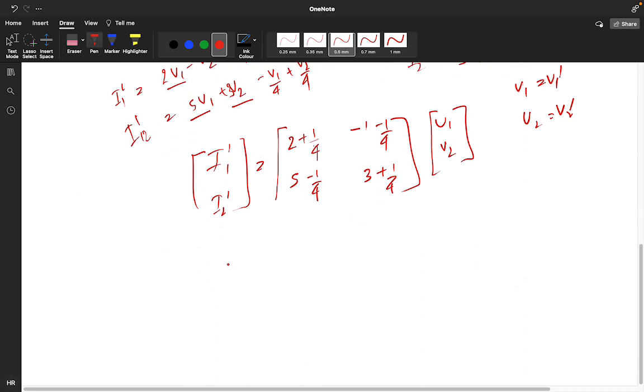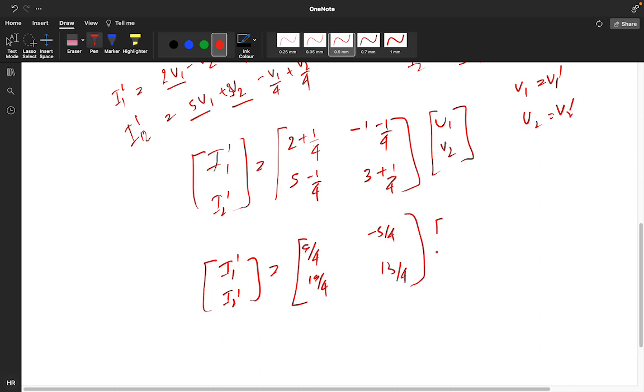So I1 dash, I2 dash we are getting as 9 by 4. This is 5 fours are 20, 19 by 4, and this is 4 threes are 12, 13 by 4, and this as minus 5 by 4. This is your v1 dash and this is your v2 dash.